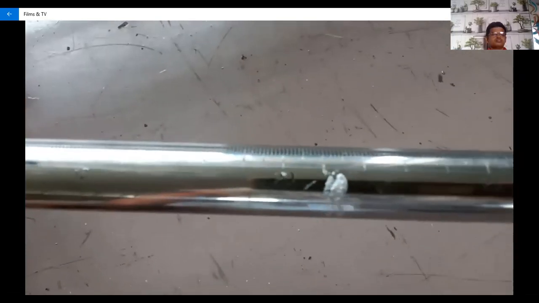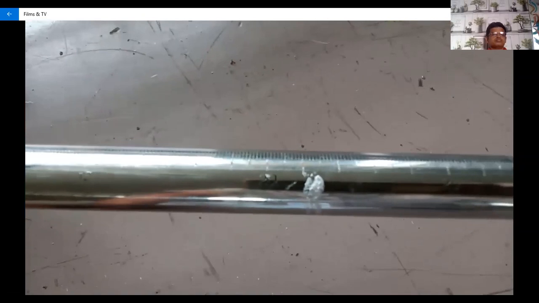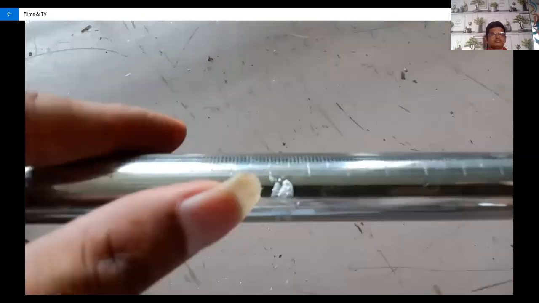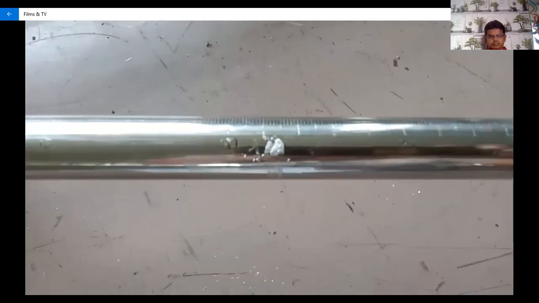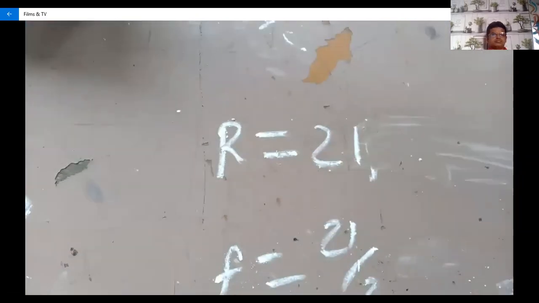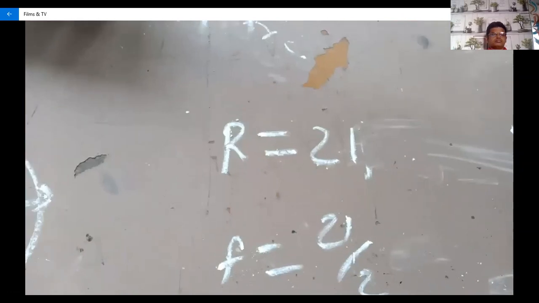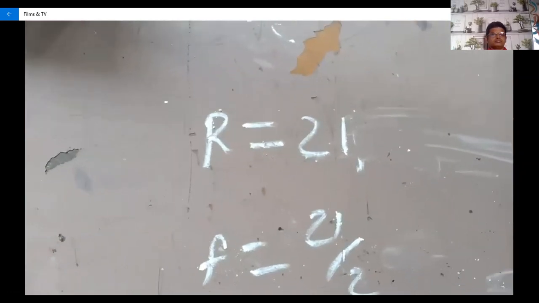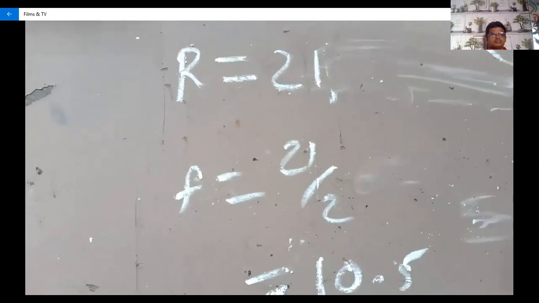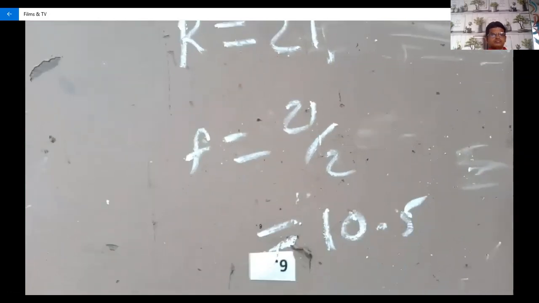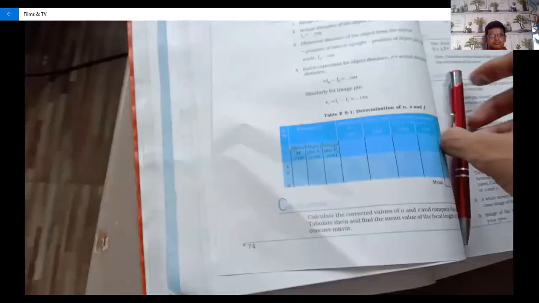Now we check. Suppose we use a round figure, so we consider 21. So the R value is 21, the distance between the concave mirror and the plane. So we find the focal length: f means R by 2, 21 by 2, so the value is 10.5. So this is the first value, the approximate focal length.